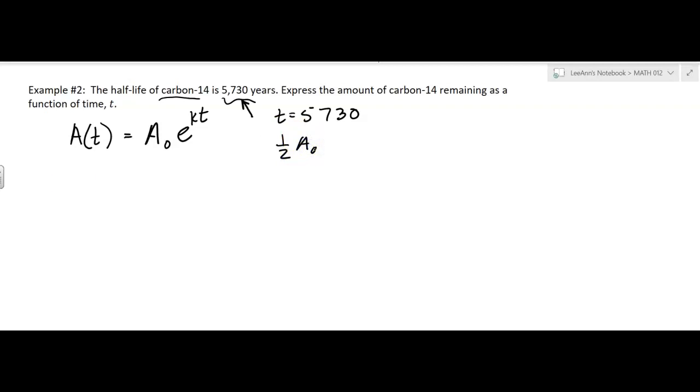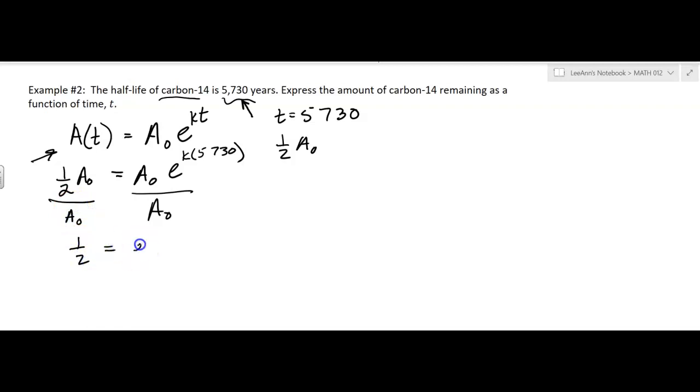So what I do is I substitute over here, I say half of the initial amount is equal to the initial amount, e to the k times 5,730. Okay? Now, you might say, but I don't know the initial amount. That's okay, because we're going to divide both sides by A naught, and that's going to take care of it. So I get 1/2 equals e to the 5,730k. So I'm going to write it that way.